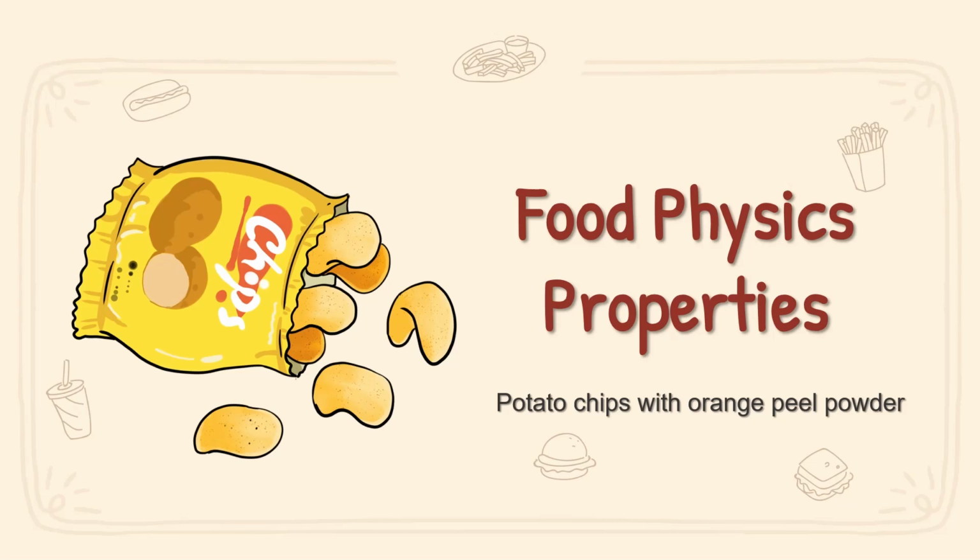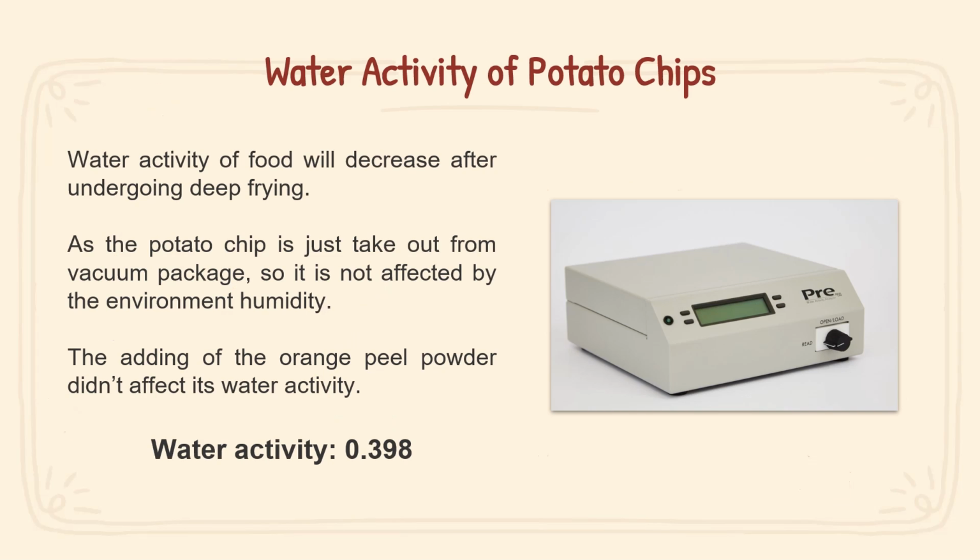Now, let's have a look at the physical properties of this food product. As we know, potato chip is produced after a deep frying process, so we can expect that the potato chip has a relatively low water activity compared to fresh food. In our experiment, the potato chip is just taken out from the vacuum package, so it is not affected by the environmental humidity. Besides, adding the orange peel powder didn't affect its water activity. Hence, we can conclude that the water activity of potato chip with orange powder is 0.398.